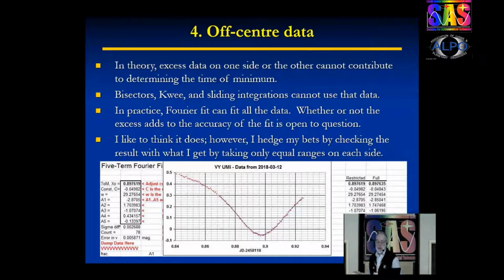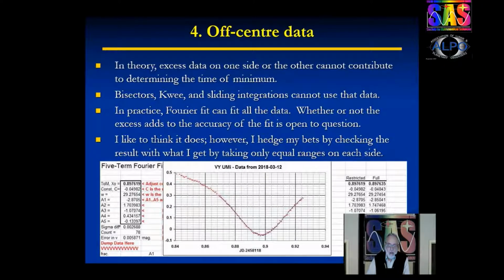Okay, so in fairness. Off-center data. Bob asked about this one. What do you do if you have more data on one side than the other? In this case, yes, I could have kept going with VY Ursae Majoris, but I figured I had enough, so I quit and went over to another star.